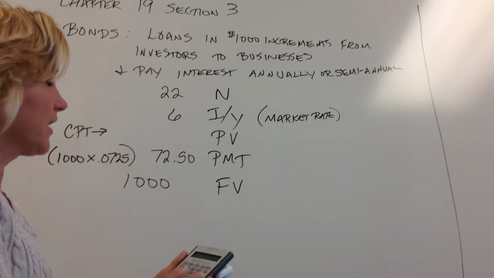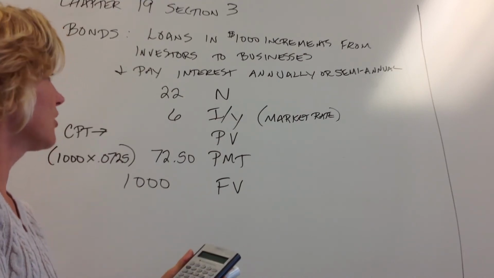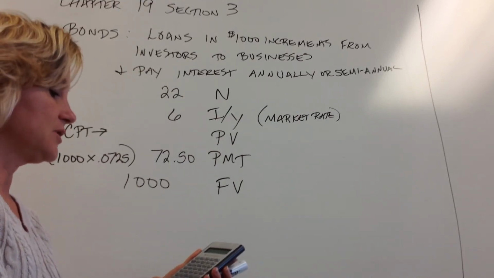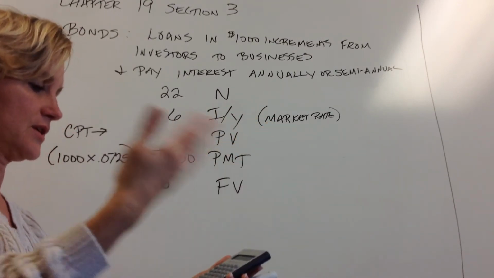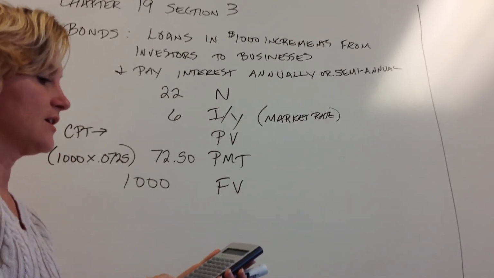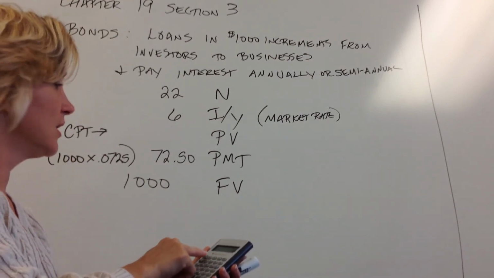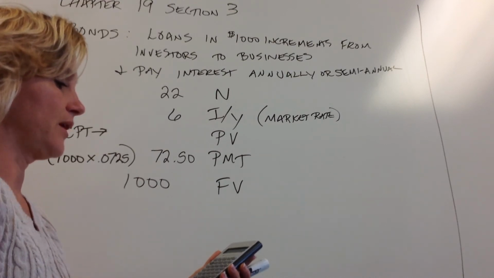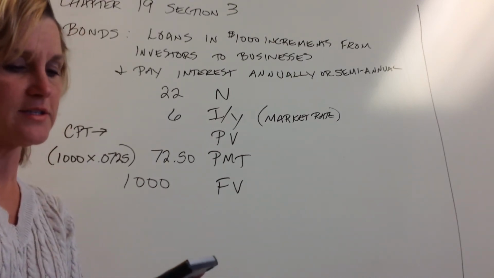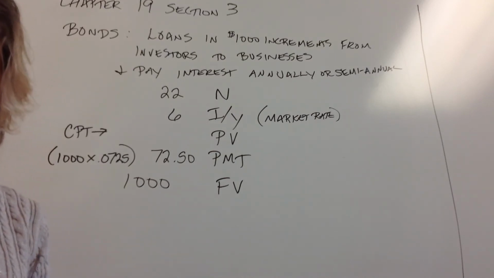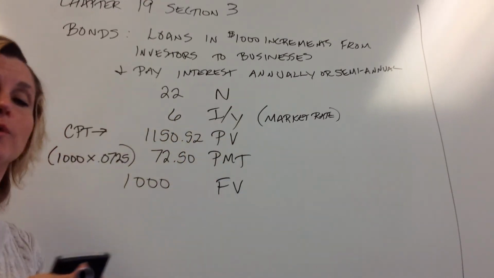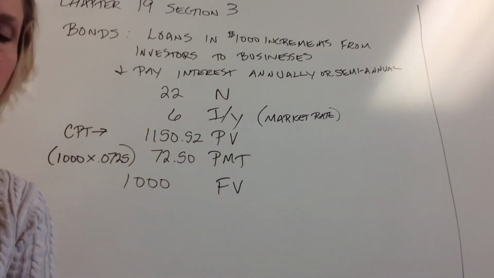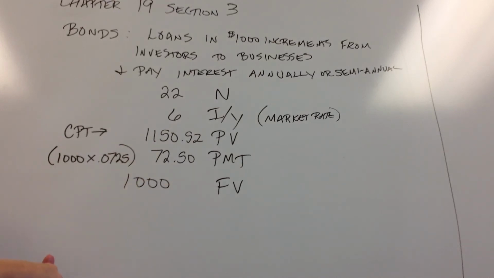So 22 is our N, 6 is our IY, 72.5 is the payment. Make sure these are both the same direction. I'm going to leave them both positive because it's money coming in. $1,000 is our future value. Then come back and compute the present value. So it's $1,150.52. So it held true to what we were thinking. We thought it would sell for more than $1,000 because it's paying more. So then that is what you want to be able to do.